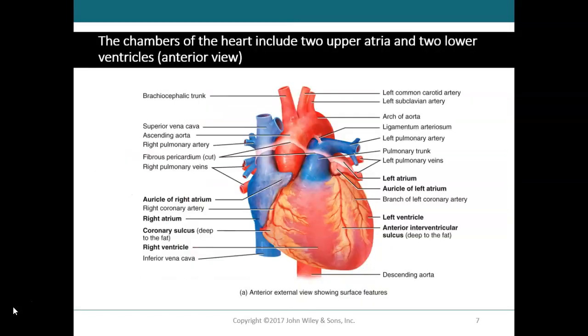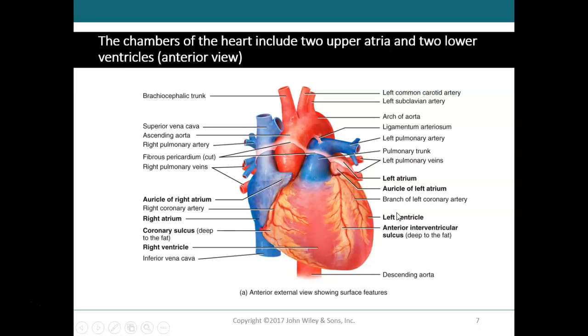A lot of things are labeled in this image, and you're going to learn a lot of these blood vessels when you are studying the heart anatomy in lab. So right now we want to focus on some of the major structures. The heart's made up of 4 chambers, 2 upper receiving chambers, the right atrium and the left atrium, and 2 lower ejecting chambers, the right ventricle and the left ventricle.